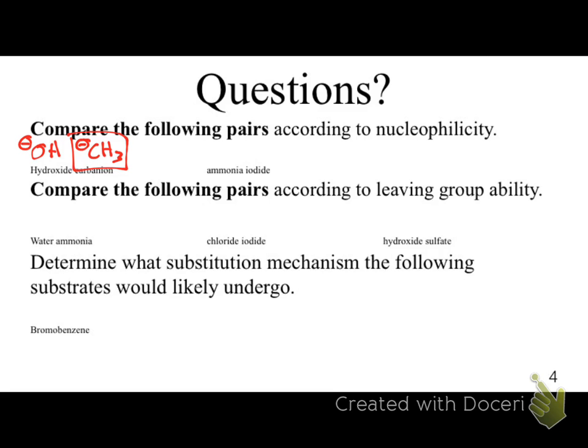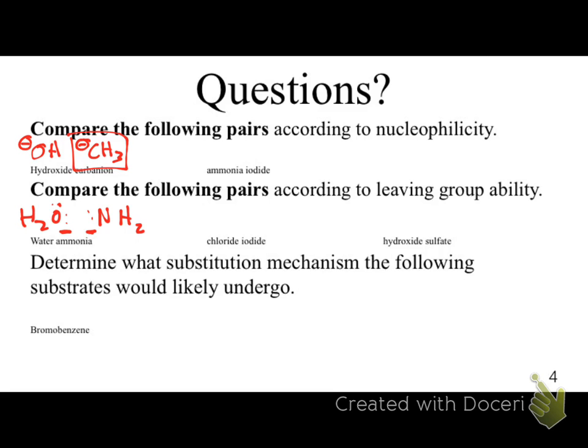So if we looked at the leaving group ability, if we look at water, H2O versus ammonia, which of those is the better leaving group? Well, leaving group was the opposite of nucleophilicity. We want our leaving group to hold charge or hold the electrons. So both of these took electrons. We can see that with the lone pair when they left. Which of those is better able to hold those electrons?